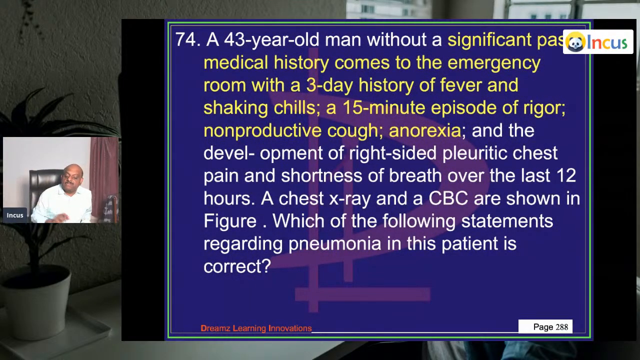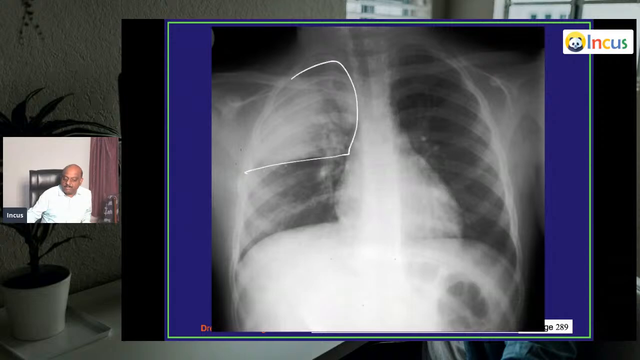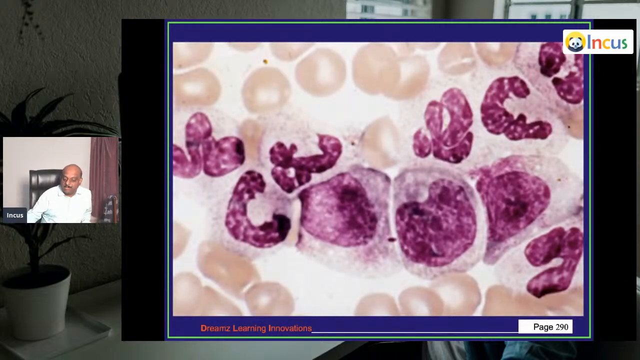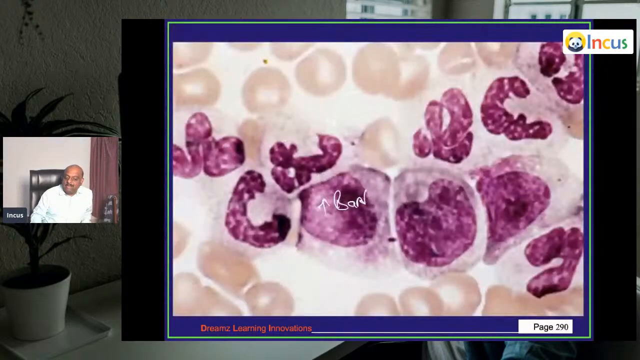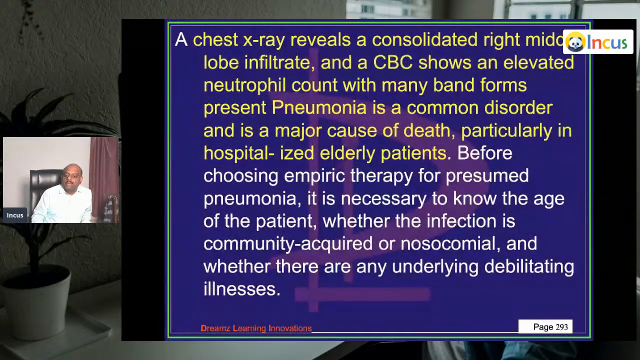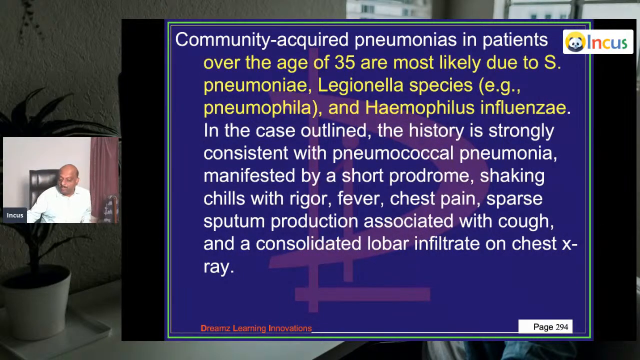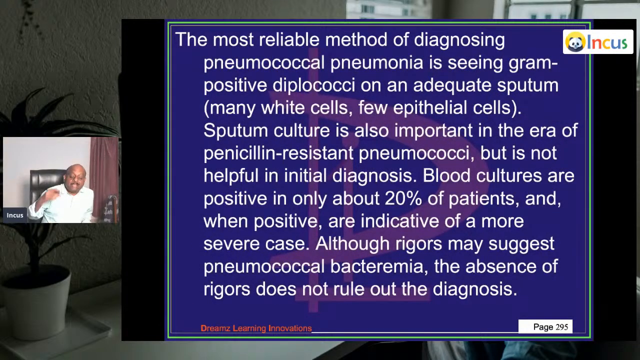3-day history of fever, shaking, chills, 15-minute episodes of rigor, non-productive cough, anorexia. On chest radiograph, you are able to see the presence of a patch. And WBC is showing increased band forms. So, what is your answer? There is a right middle lobe infiltrate and neutrophilia with band forms. So, typically, it is a case of pneumonia. Community-acquired pneumonia over the age of 35 is commonly Streptococcus pneumoniae, Legionella, and Haemophilus. And the best way to diagnose pneumococcal pneumonia is by looking for gram-positive diplococci.